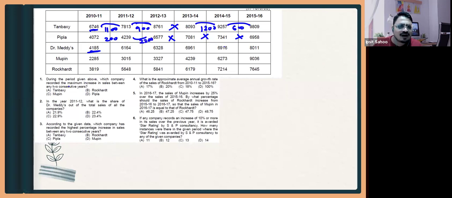Yeah. So I'll be looking at the other options, that is Mupin and Pipla. I'll be ignoring Dr. Medi for a while because that is not there in the option. So this is 22, this is 300, this is around 800, this is around 300. So I'll be ignoring this. This is around 900, I'll be ignoring this. This is around how much? This is around 2000, so I can ignore this because 2200 is still the highest.